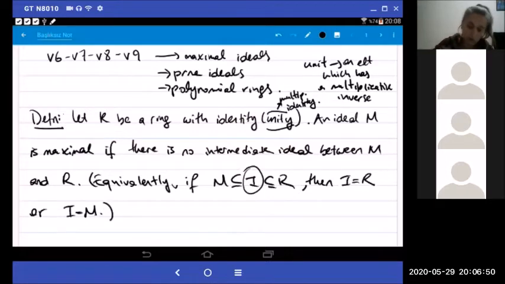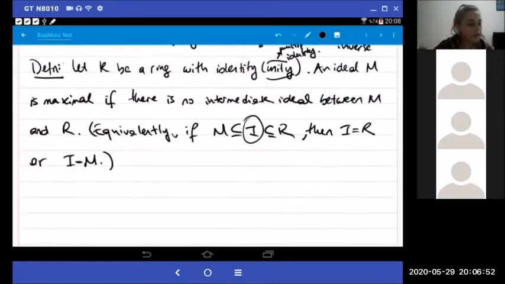Okay, so if you have a question asking you to show that some kind of ideal with some given properties is maximal, then you are going to assume that there's an ideal in between your given ideal and the whole ring, and you're going to show that that ideal has to be equal to your given ideal or the whole ring. Okay, just applying the definition.